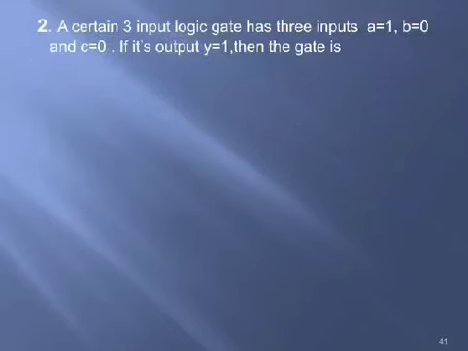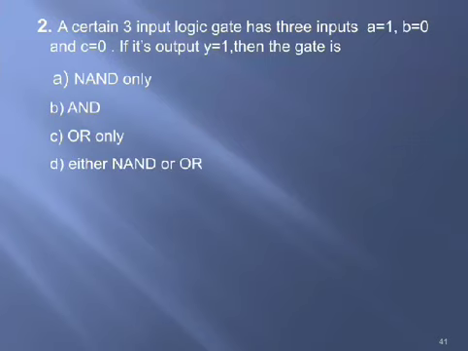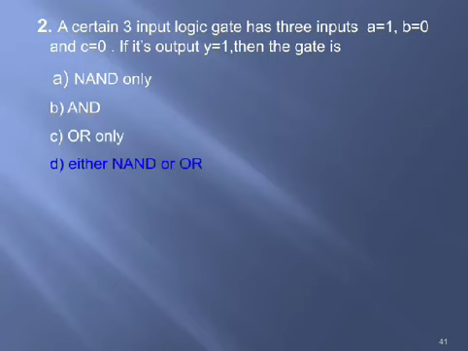Next, a certain 3 input logic gate has 3 inputs, A is equal to 1, B is equal to 0, and C is equal to 0. If its output Y is equal to 1, then the gate will be what? It will definitely be an OR gate and also NAND, I think. So the option will be either NAND or OR. We will see NAND and OR gates in the next lecture. For the time being, the answer will be D, either NAND or OR gate. According to this lecture, I can say the OR gate will be the answer, because for the 1, 0, 0 combination you will get the output as 1 for the OR gate. For an AND gate, the output will be 0.